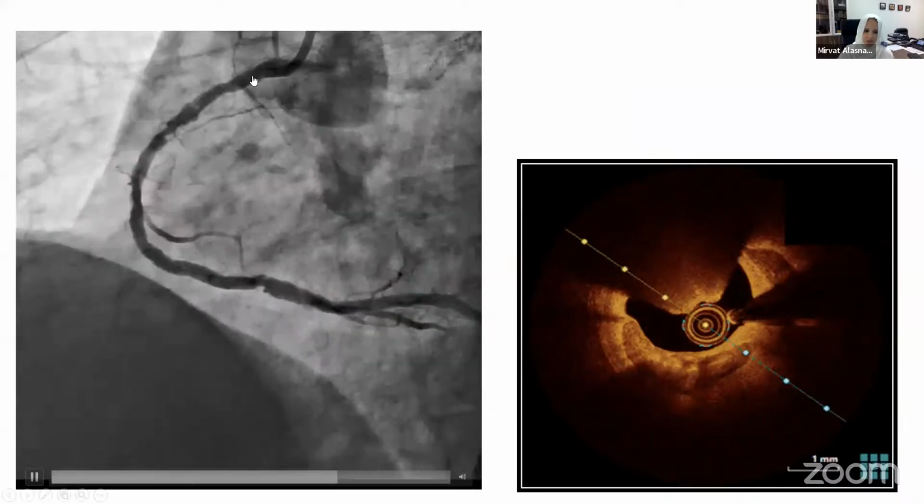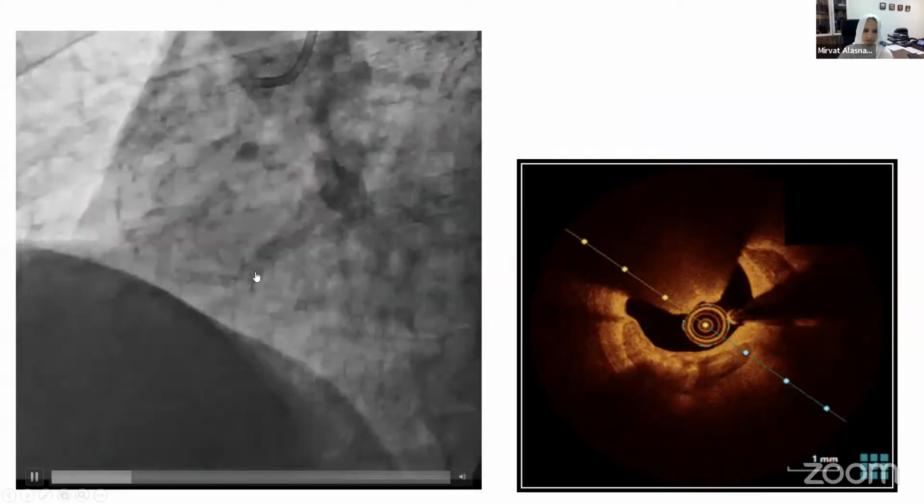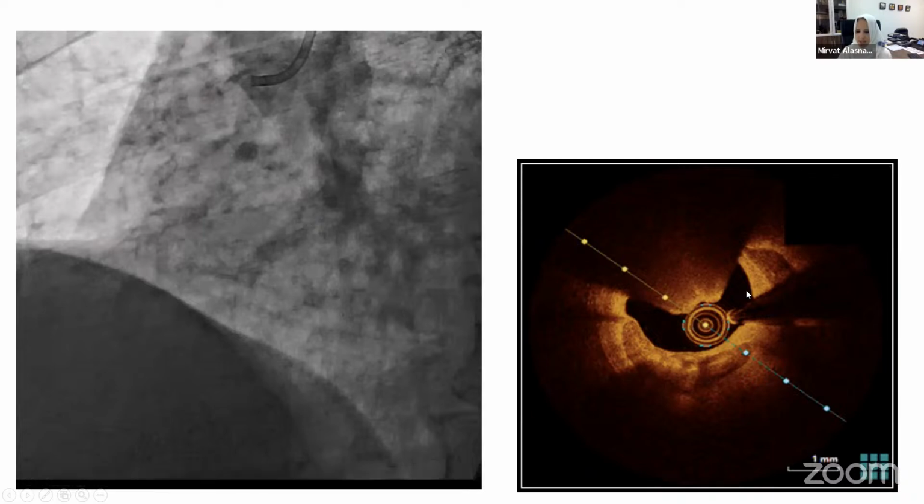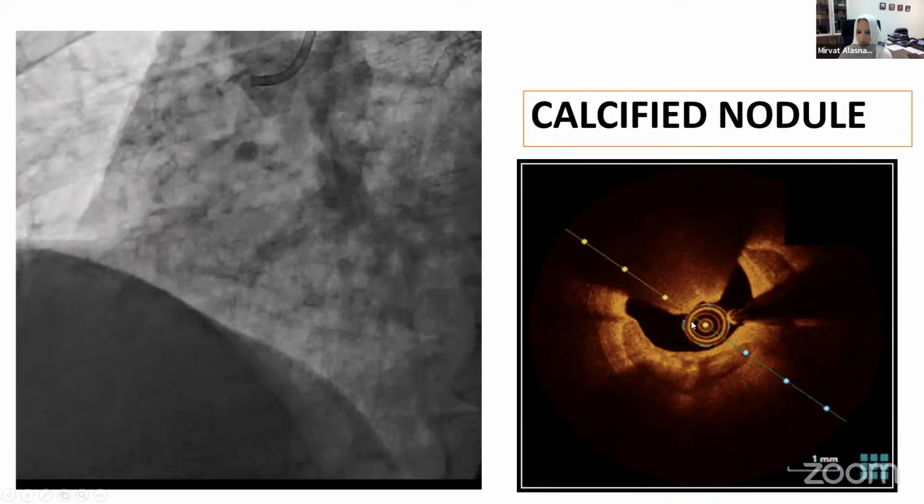So this is the right coronary artery of a patient. You can see a very stenotic segment, a lot of calcification even before the contrast is injected. And you see a nodule that is appreciable by optical coherence tomography, because now it's encroaching on the lumen. It's no longer just embedded in the wall, the calcification.